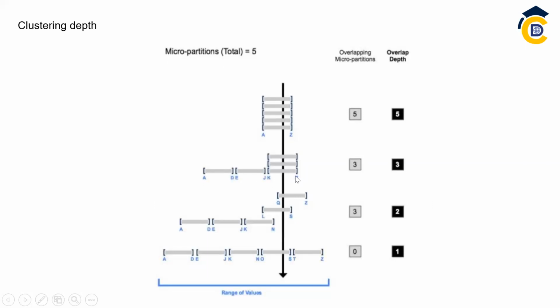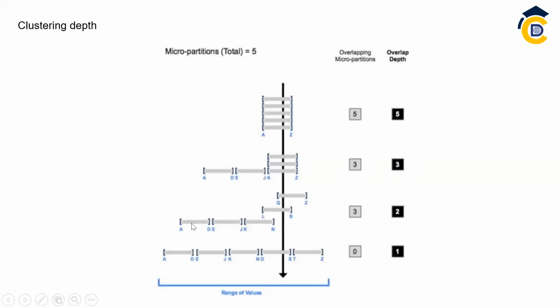Let's go to the other example below it. So you have 5 micro-partitions, but in this case only the range from K to Z has some overlapping data in 3 micro-partitions. So how many overlapping micro-partitions do you have? 3. And the depth is also 3.